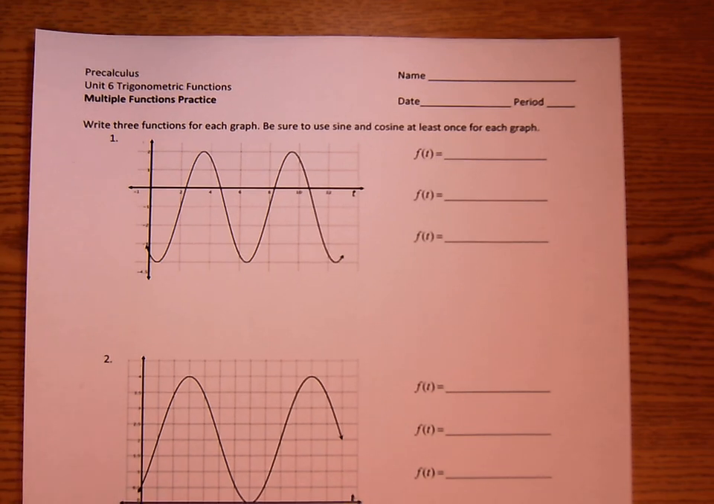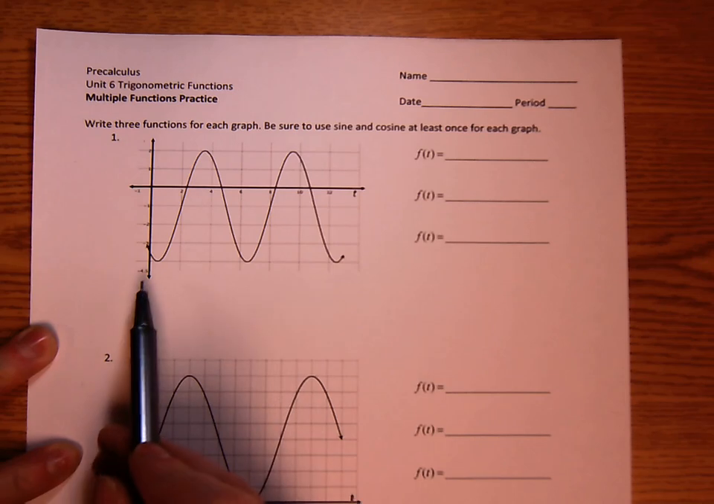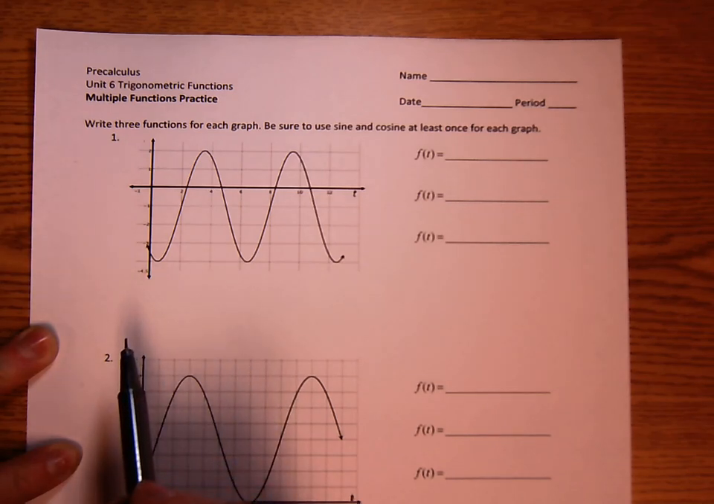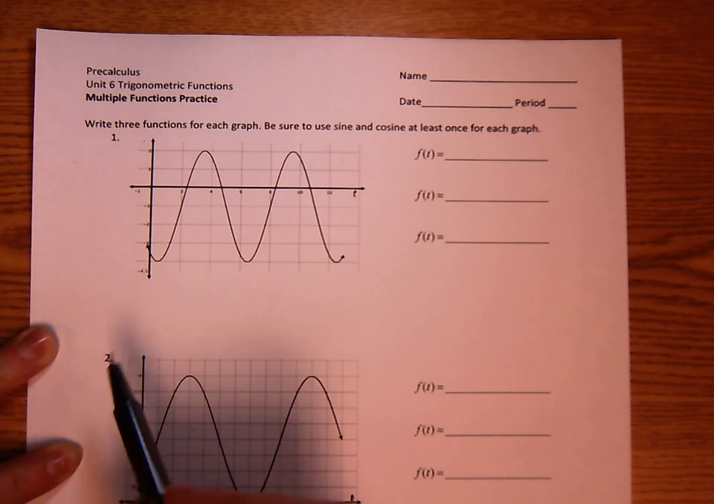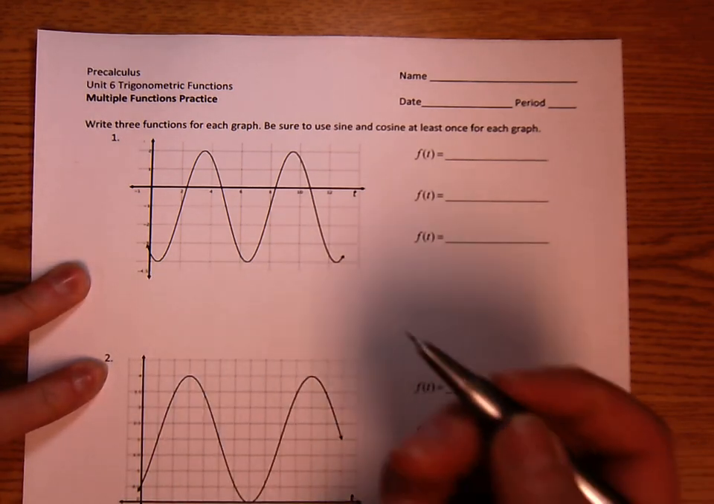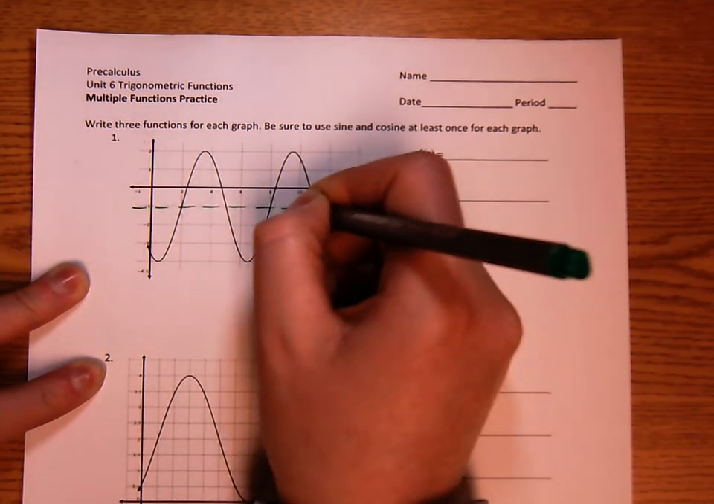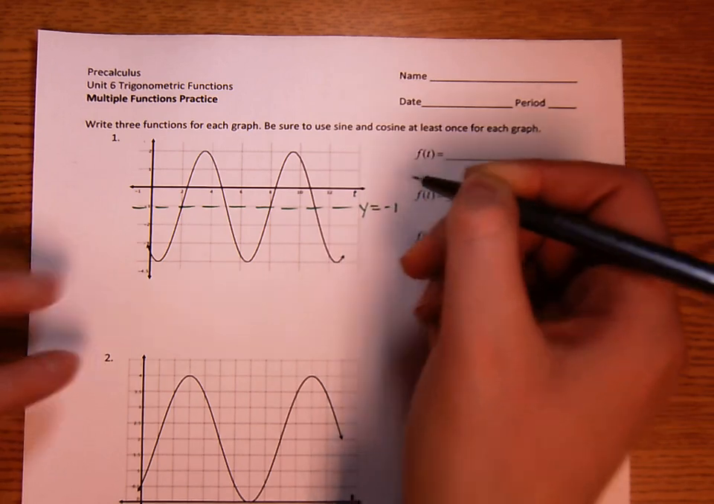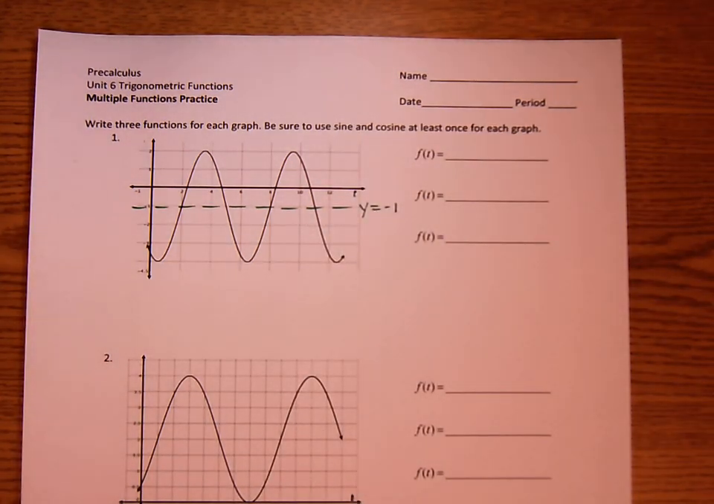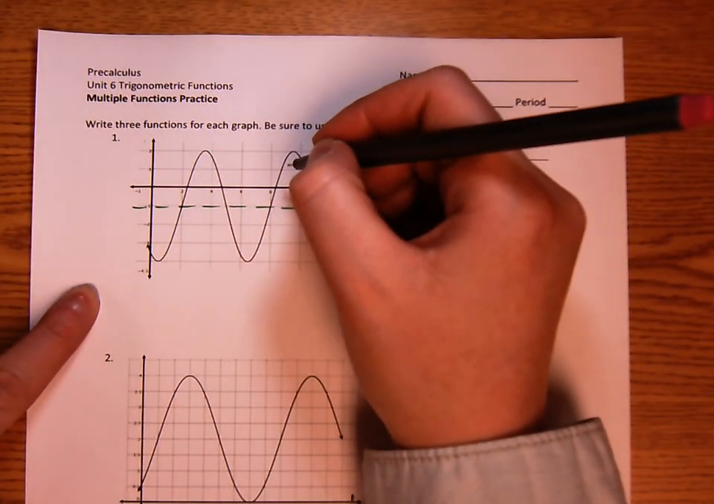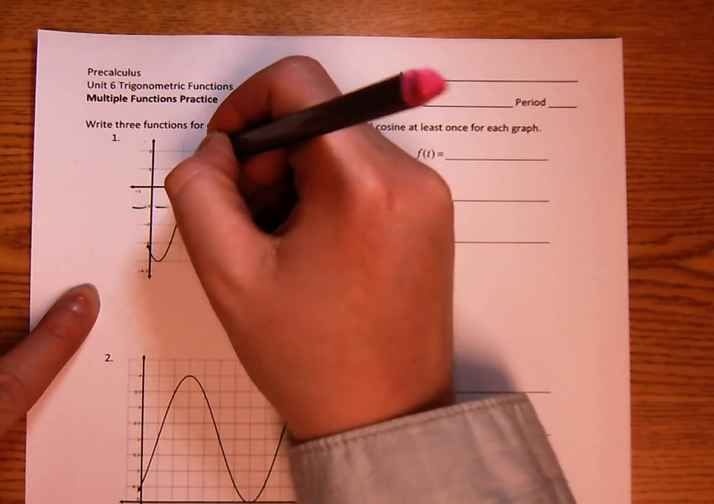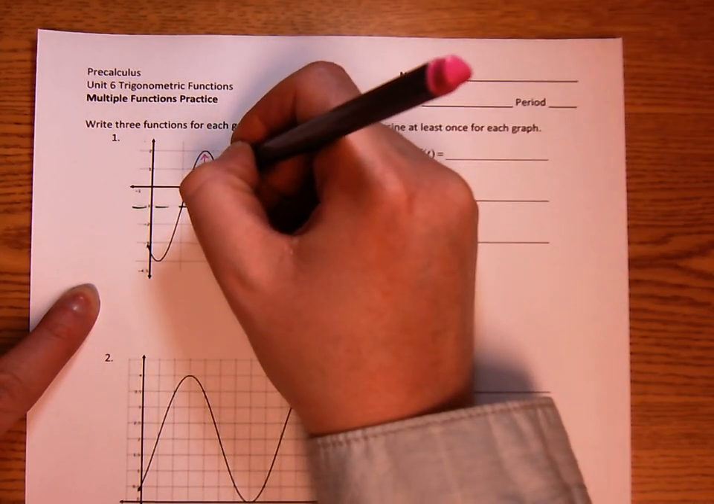So let's look at the first one. It's easiest probably to identify your center line first. And in this case, if we look at our maximum, it happens at 2, and our minimum happens at negative, looks like negative 4. Sorry, it's a little confusing. It's negative 4.5. So that would mean that our center line is at y equals negative 1. So our d value is going to be a shift down 1 unit. Our amplitude, if we look from negative 1 up to our maximum or minimum, is a distance of 3 units. So a equals 3.